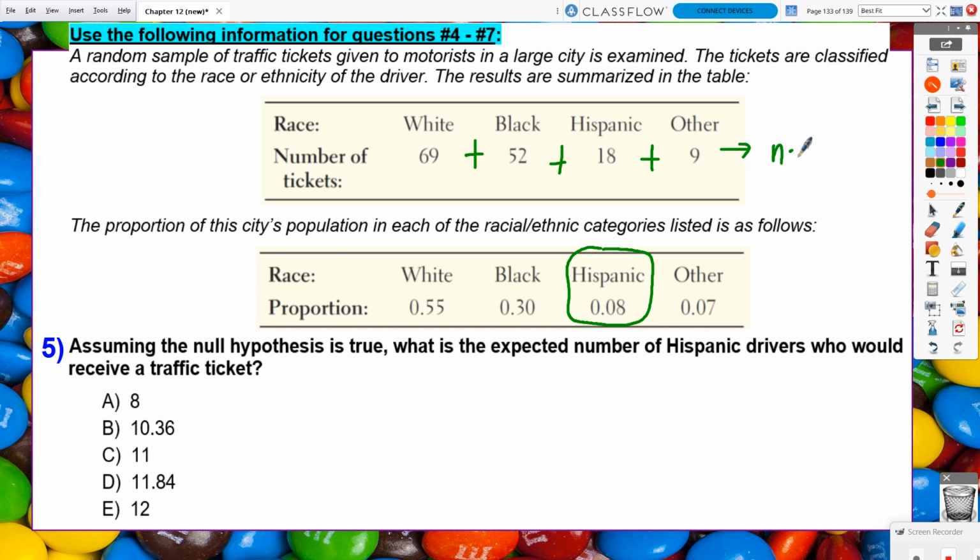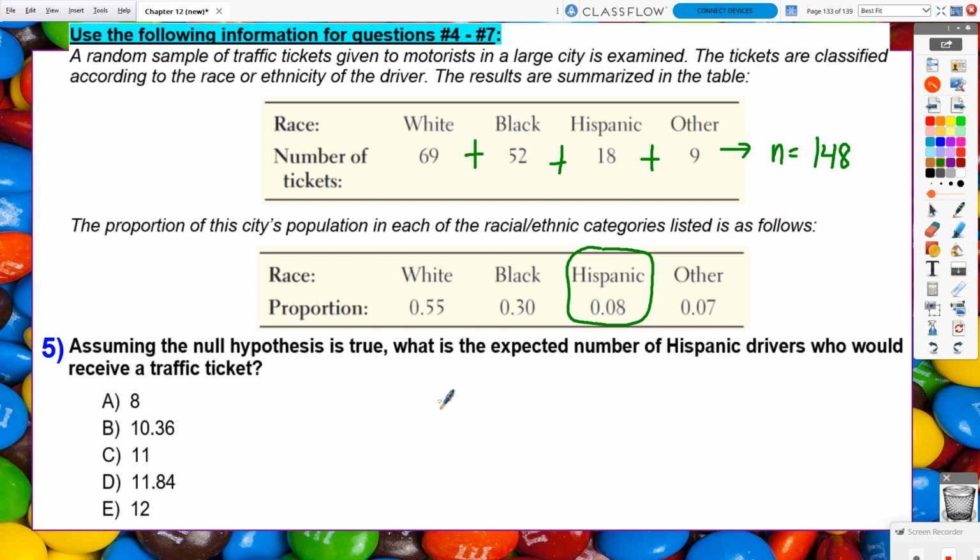What is our total sample size here? So let me add up 69 plus 52 plus 18 plus 9. Altogether, there were 148 tickets. Now, if these tickets followed the city's population distribution for percentages here, for proportions, we would expect 8% of these 148 tickets to go to Hispanic drivers.